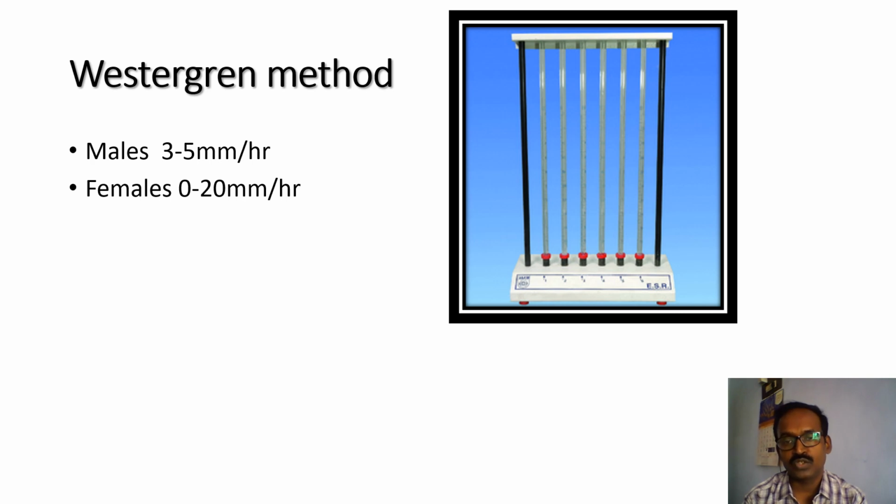It is the longest tube, 300 millimeters in length. Both ends are open. We have to take the blood up to the 0 mark. There is marking from 0 to 200 downwards. We have to keep it for 1 hour and then assess the settling rate of the RBC. In the male it normally settles only 3 to 5 mm. The female is 0 to 20 millimeters per hour.